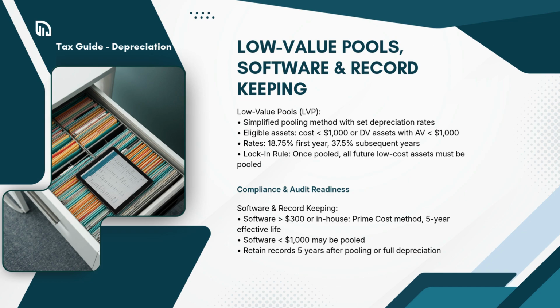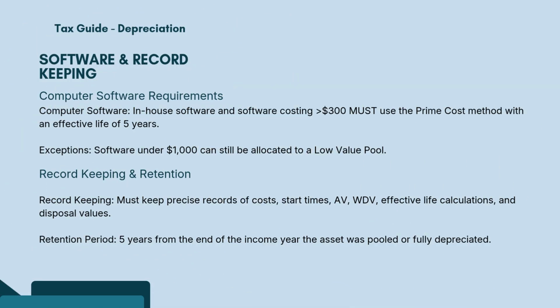Any new asset entering the pool gets an automatic 18.75% deduction in its first year. In all following years, the entire pool balance depreciates at 37.5%. A vital warning: placing low-cost assets into an LVP is a once-and-for-all choice. Once a client opens a pool and adds a low-cost asset, every single low-cost asset they buy in the future must be added to that pool.